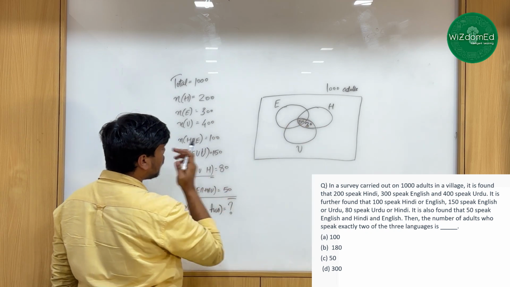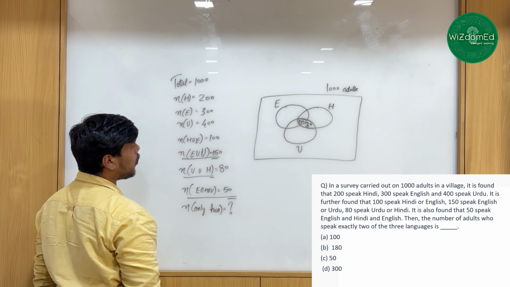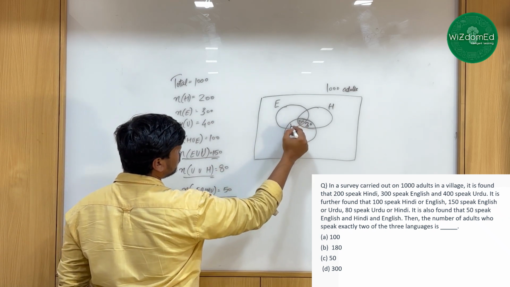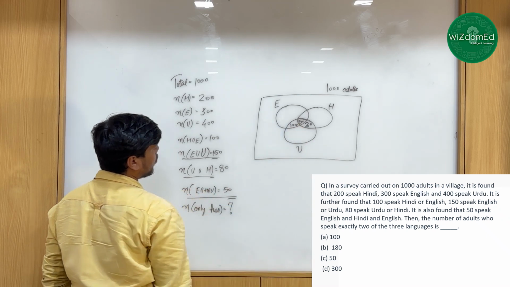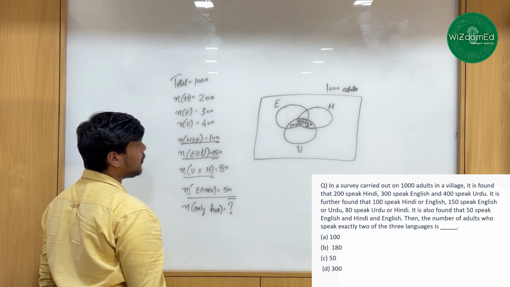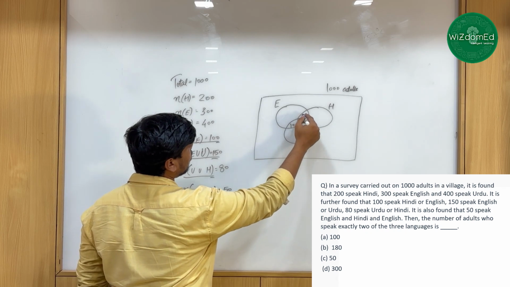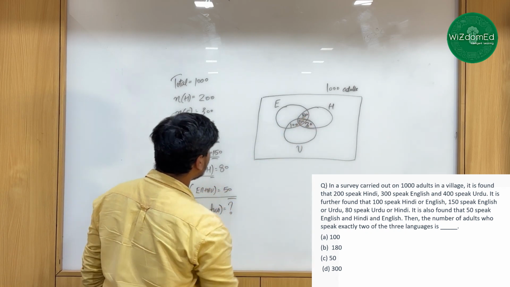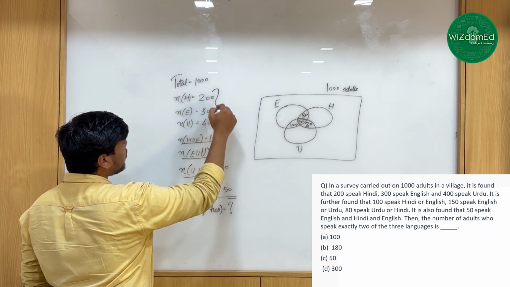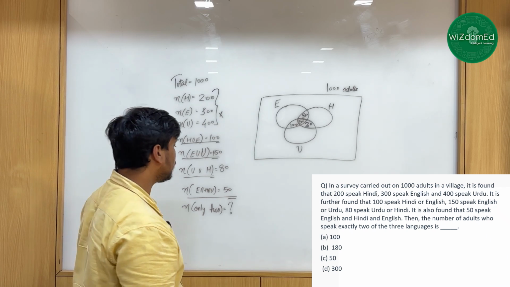30. Similarly, if we take a look at the number of people who speak English and Urdu, it's 150. But 50 is already in the common region, so it would be 100 here. And same way for Hindi and English, there are total 100 people who speak both Hindi and English, but 50 is already counted, so again this would contain 50 remaining people. Now, this information is not required to solve the particular question, because we need the number of adults who speak exactly two.